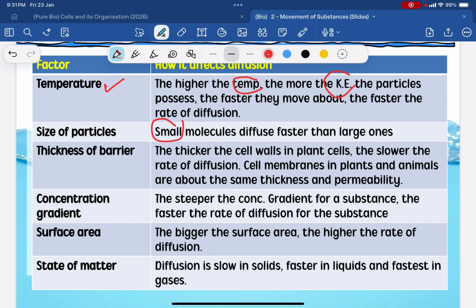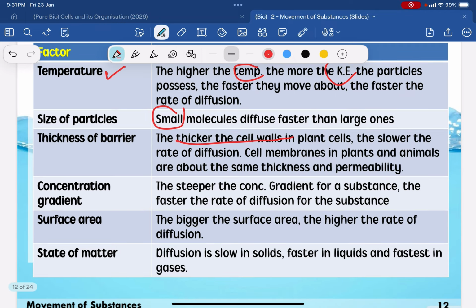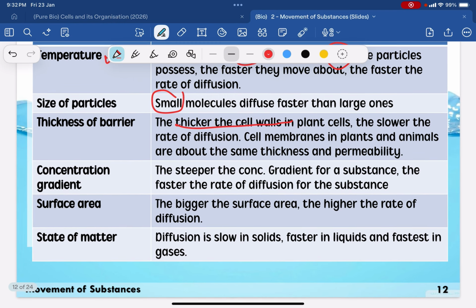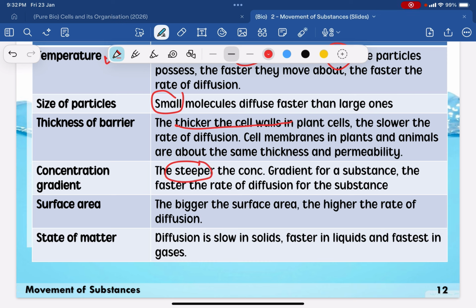Thickness of the barrier. The thicker the cell wall, the slower the rate of diffusion. The thinner the cell wall, basically, the diffusion also goes faster. Alright? Concentration gradient, of course, the steeper the gradient for a substance, the faster the rate of diffusion. It is the same thing as rolling down a very steep slide compared to a very gentle slope slide that you're rolling down, the one which is very steep. You will reach the floor faster.